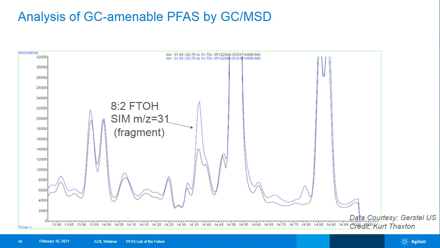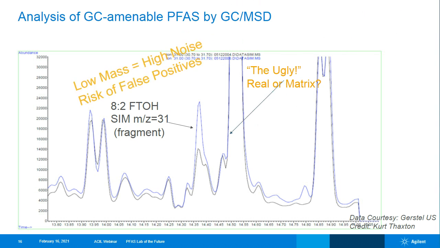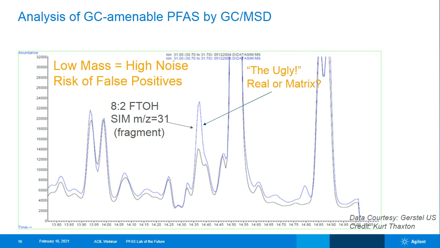However, the lab of the future is a little bit more advanced than that, and it wants to look at things that look a little better than this. For example, this is an example of 8:2 FTOH, a PFAS, where on a GC single quad, the SIM ion being monitored is 31, and as many of you know, that's a really low mass. So what that really means is a lot of times it's difficult to really say, is this good data quality because is it real or is it a matrix? So typically low masses equal high noise, which can be an issue with the risk of false positives.